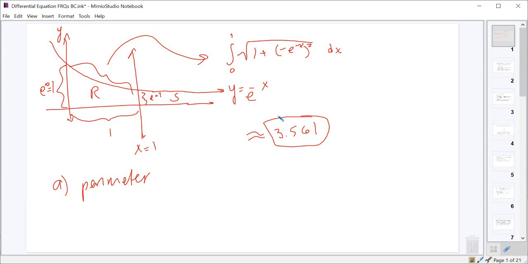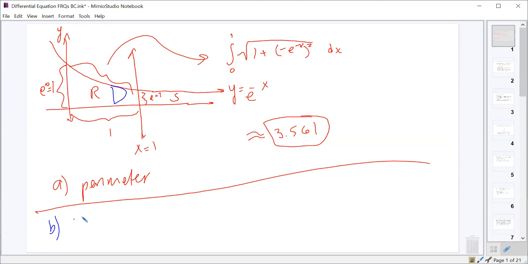Okay. What was part B? Anybody offhand remember what part B was? It's about region R, and then the cross sections perpendicular to the x-axis are semicircles. Find the cross section. Okay, cross sections through region R are semicircles. Okay, great. So that should be the area of each cross section.